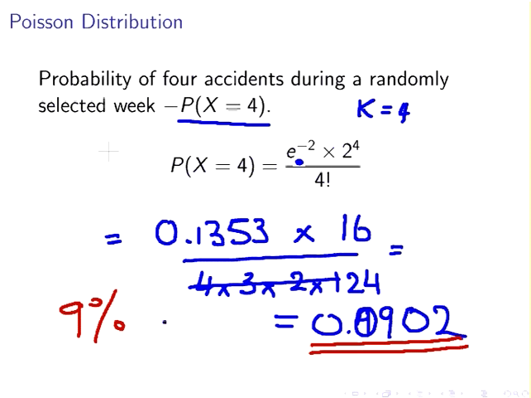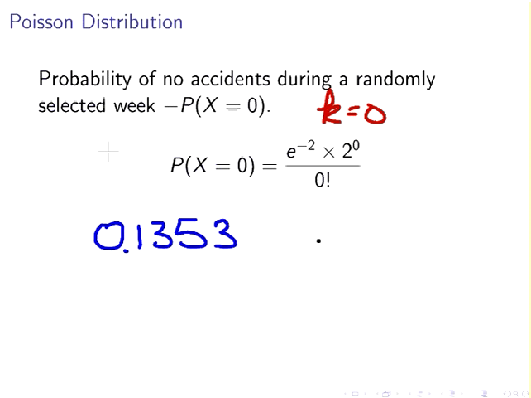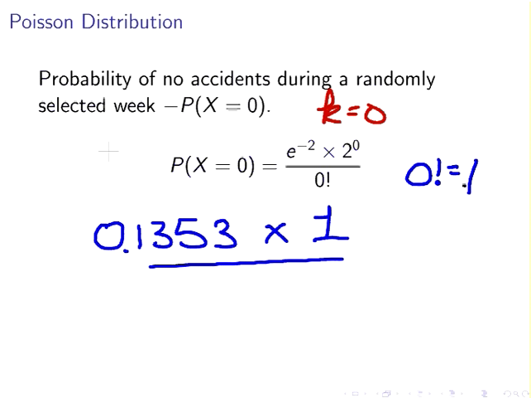Probability of X equal to 0. So here in this particular question, k is equal to 0. So we have 0.1353 times 2 to the power of 0, which is always 1. Anything to the power of 0 is always 1. And we're going to divide that by 0 factorial. 0 factorial is also 1. So it's 0.1353 times 1 divided by 1. So the answer here is 0.1353, which is about 13.5%.